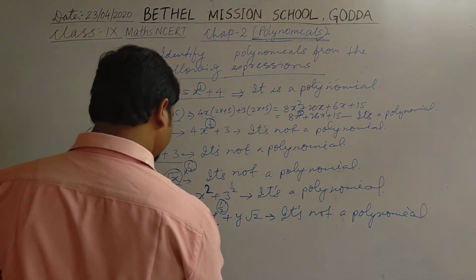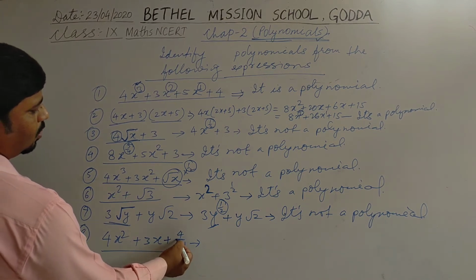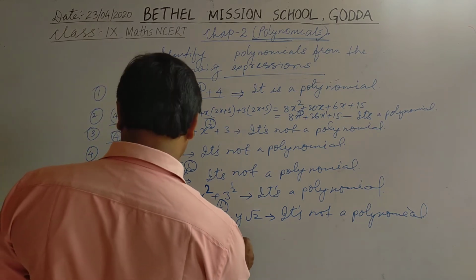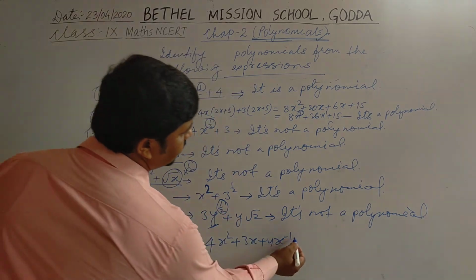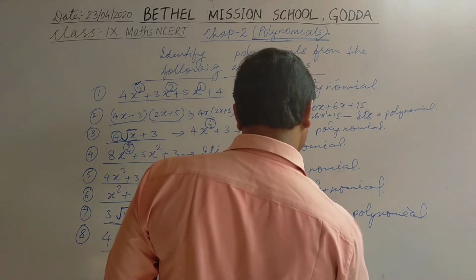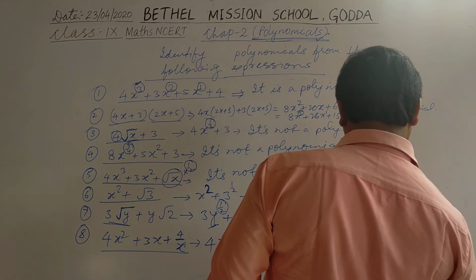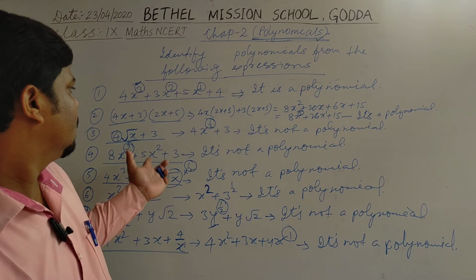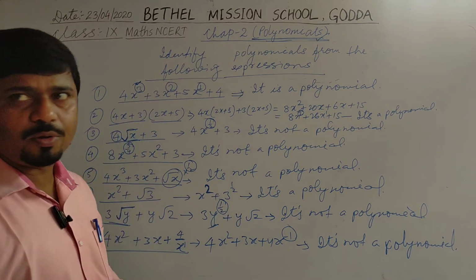Here downside one, 4 upon x. So this can be written as 4x square plus 3x plus 4x raised to power minus 1. So here you can see the power is negative. That's why this is not a polynomial. So my dear student, I think you understood how you can identify which are polynomials and which are not polynomials.